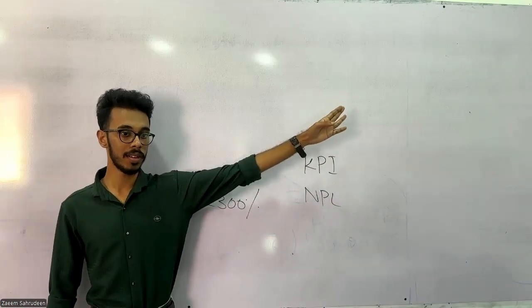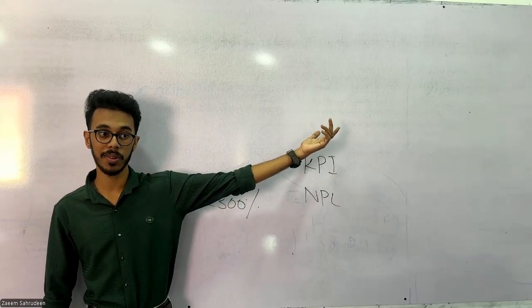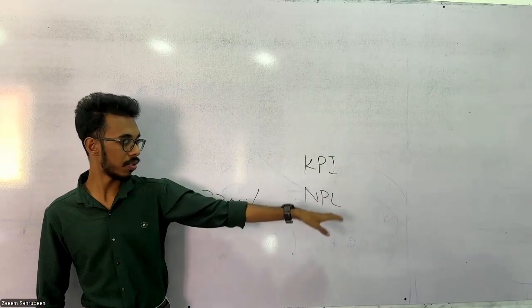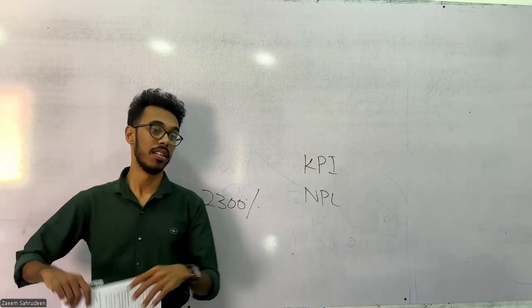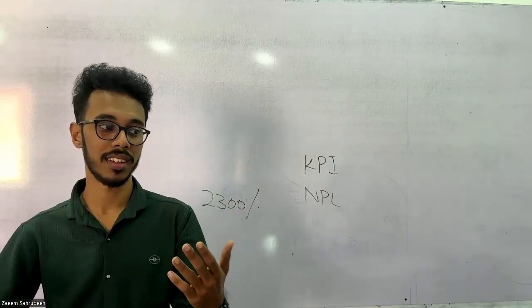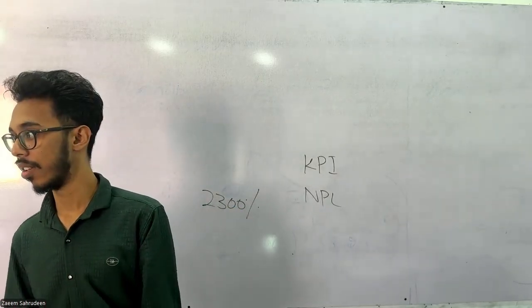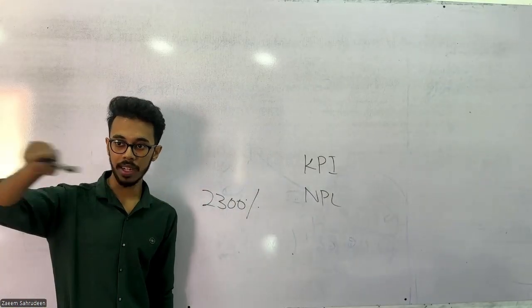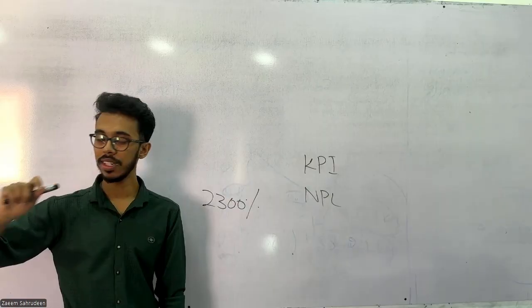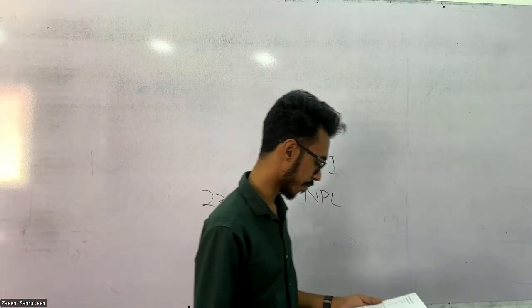So the amount of non-performing loans is increasing. You have to make sure when you are communicating that everyone in the organization must understand what you are telling. So that is the thing that you have to remember.